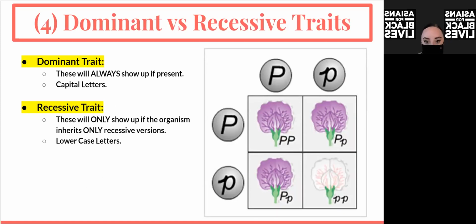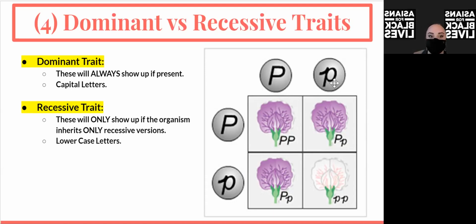A recessive trait only shows up if the organism only inherits recessive versions. So like Brian was getting at, these can tend to appear to be hidden or show up less often in a population. We represent a recessive trait with lowercase letters. So if I look at the picture on the right, they have set up here something called a Punnett square, which we're going to talk about.